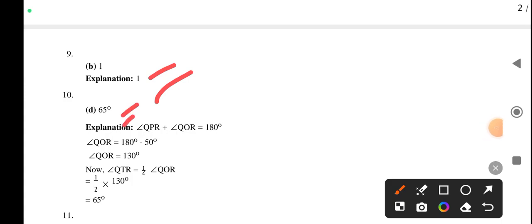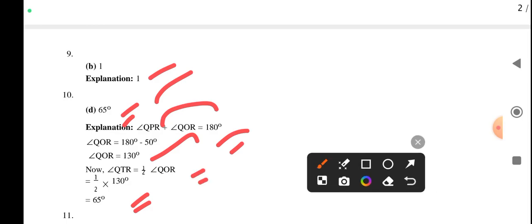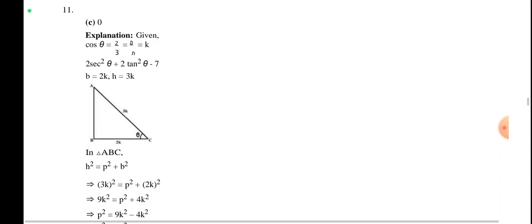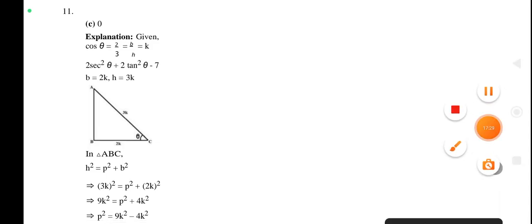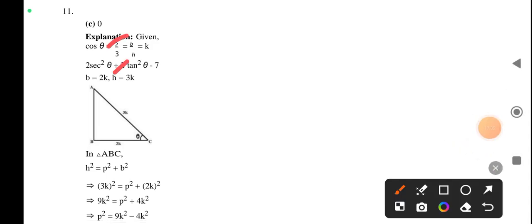10th one, D is 65 degree. It's because both angles added make 180 degree and we got angle QOR as 130 degree. Then angle QTR equals half of the angle QOR. 11th one, then we are getting the answer 0.